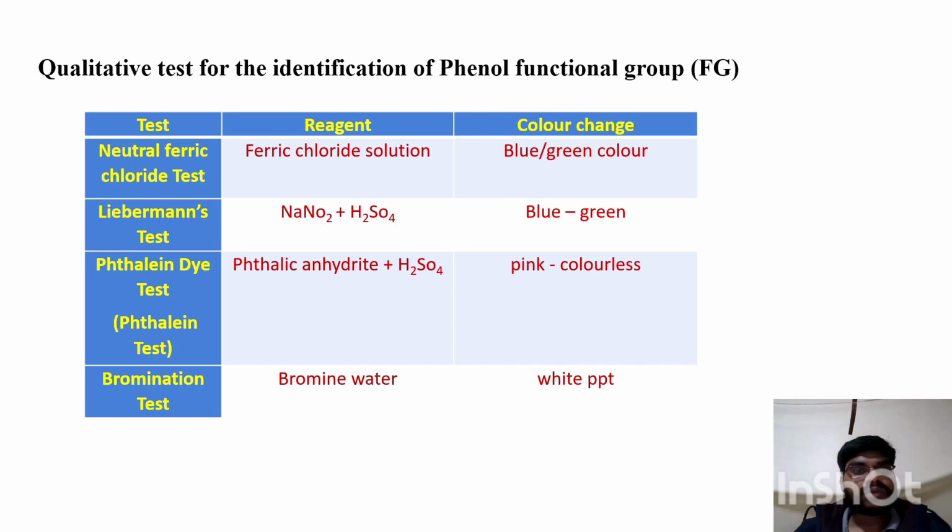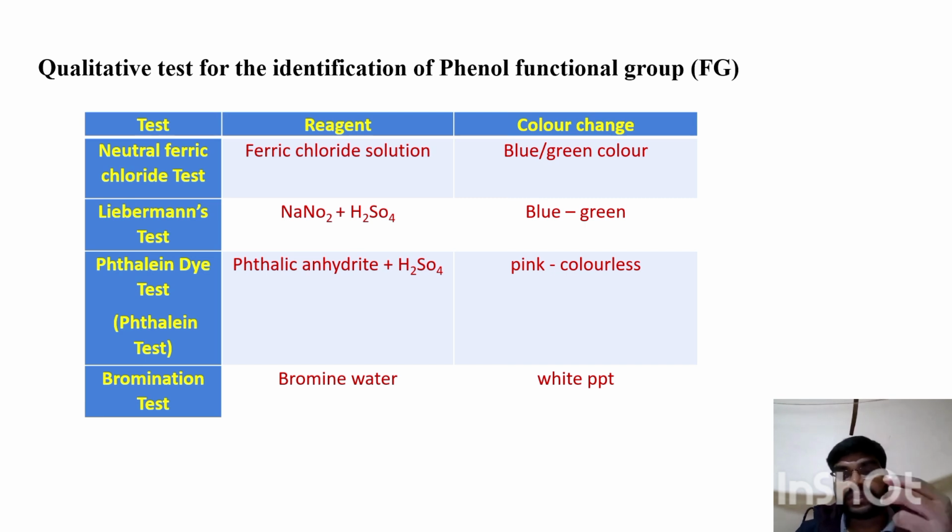Coming to the tests, the first test is the neutral ferric chloride test, that is, the neutral FeCl3 test. The second test is Liebermann's test. The third test is the phenolphthalein dye test, and the fourth test is the bromination test. Coming to the reagent used in the neutral FeCl3 test, it is ferric chloride solution.